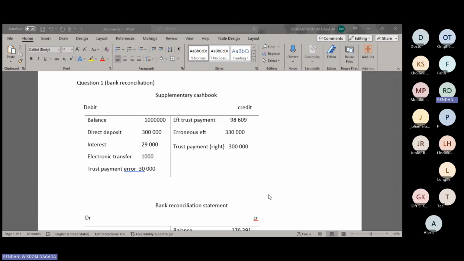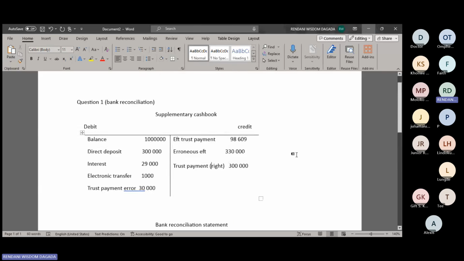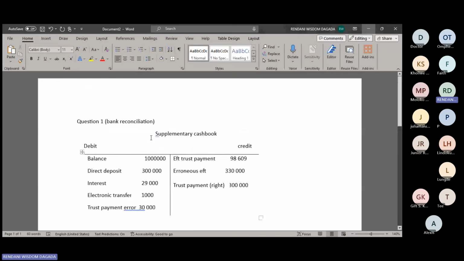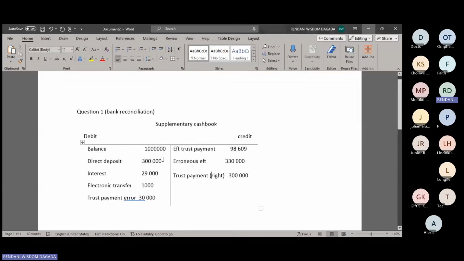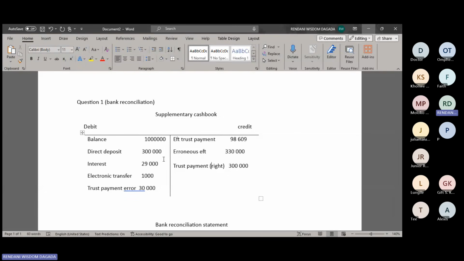So what we're supposed to do here is the following. It's very simple, it's straightforward, doesn't have a lot of complications. This is what you do. You look at the supplementary cash book. You start with the supplementary cash book. You ask which side has a bigger amount when added together. When you add these amounts together, which side gives you more?